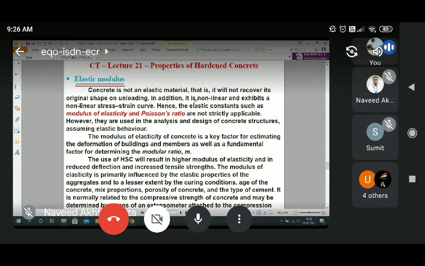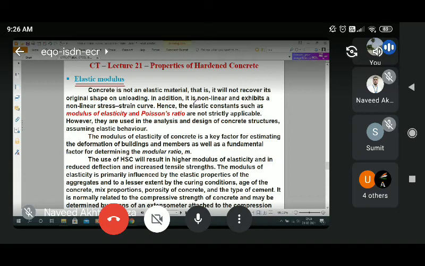The concrete is not an elastic material, and you know this very well, because elastic materials will regain their original shape after removal of the loading. In addition, it is non-linear and exhibits a non-linear stress-strain curve, and the elastic constants such as modulus of elasticity and Poisson ratio are not strictly applicable for concrete.